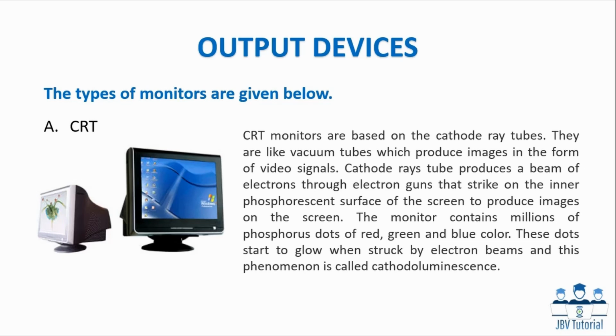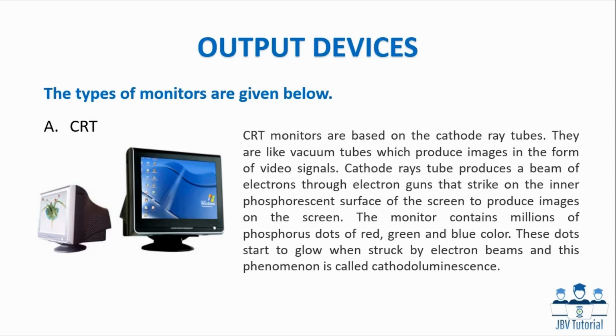CRT monitor. CRT monitors are based on the cathode ray tubes. They are like vacuum tubes which produce images in the form of video signals. Cathode ray tube produces a beam of electrons through electron guns that strike on the inner phosphorescent surface of the screen to produce images on the screen. The monitor contains millions of phosphorus dots of red, green and blue color.